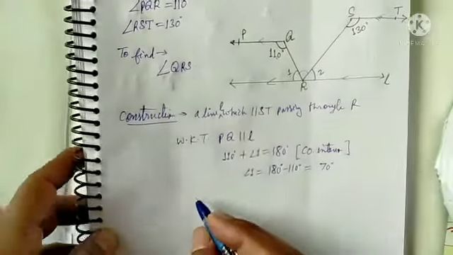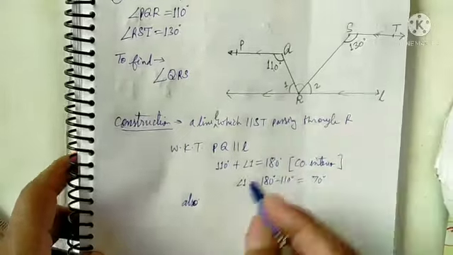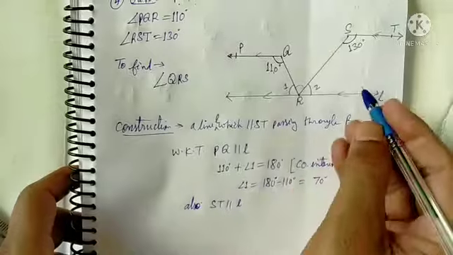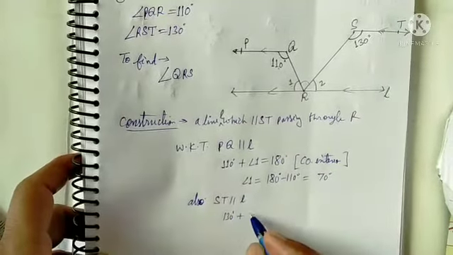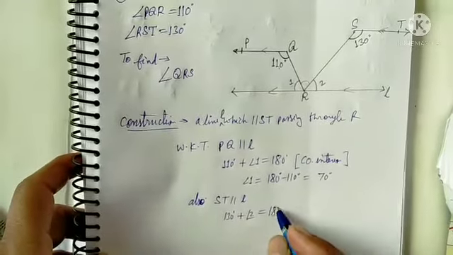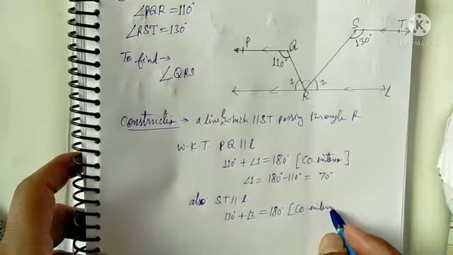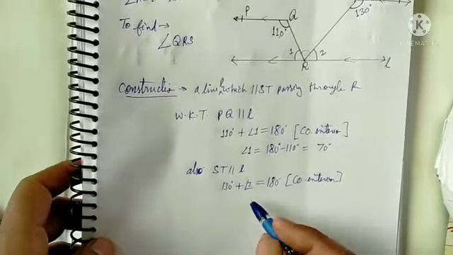Similarly, you can do here also. ST is parallel to line L. So 130 degree plus angle 2 is equal to 180. The reason is the same, co-interior. Now 130 will be subtracted from that side.